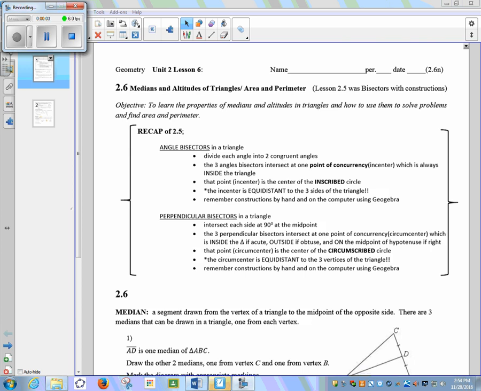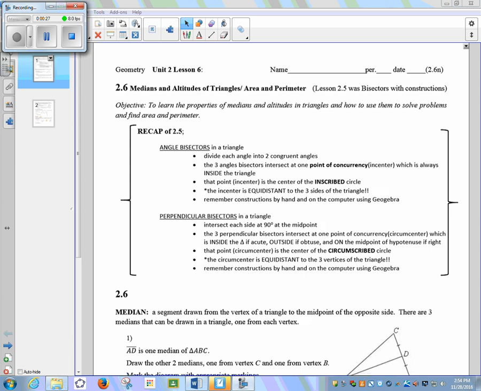Hello, this is Mrs. Myers, and today I'm going to teach you about medians and altitudes of triangles, which brings in area and perimeter a little bit. This is Unit 2, Lesson 6, and we're going to learn the properties of these two things, medians and altitudes. We've talked about the definitions of them before.